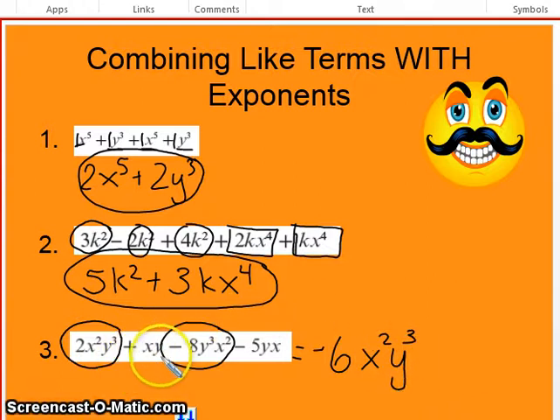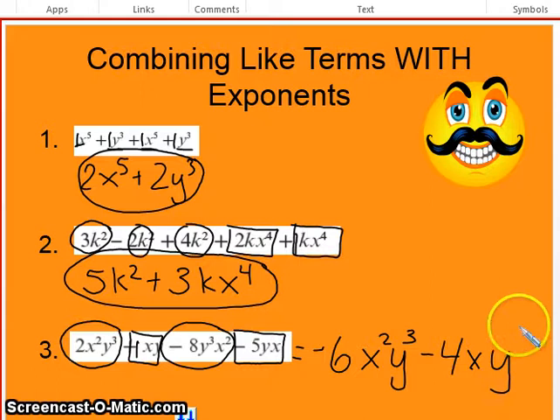Now here I have xy, and I can combine it with anything else that has an xy, so I'm going to do rectangles around these. There's a 1xy, so we have that understood 1 there. And here's a minus 5yx. Now these are like terms because they're the same variables and they're pulled to the first power. So I have positive 1 minus 5. 1 minus 5 is a negative 4. And those variables and exponents that they had in common were x to the first, y to the first.